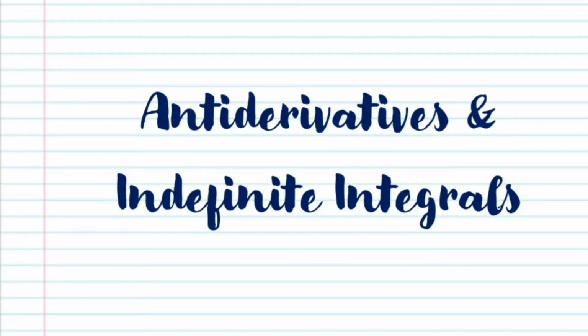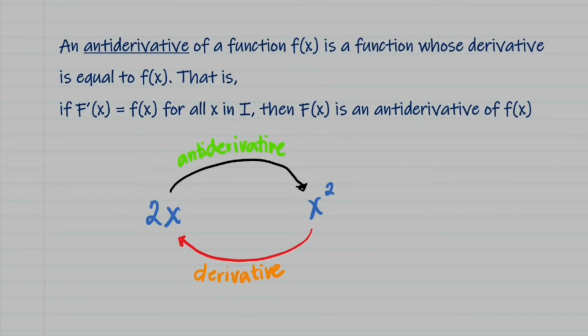Antiderivatives and indefinite integrals. An antiderivative of a function f of x is a function whose derivative is equal to f of x. That is, if F prime of x is equal to f of x for all x in interval I, then F of x is an antiderivative of f of x. So if you look at the illustration, you have 2x. The antiderivative of 2x is x squared because the derivative of x squared is 2x.